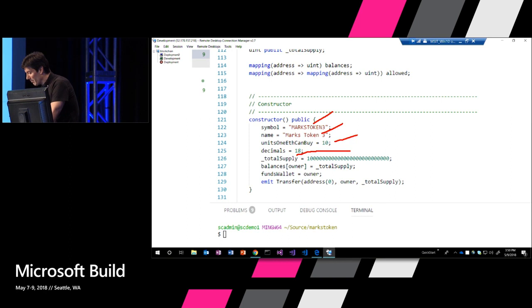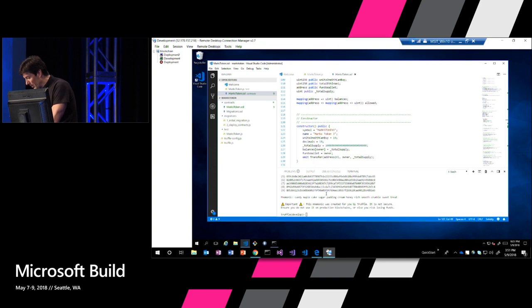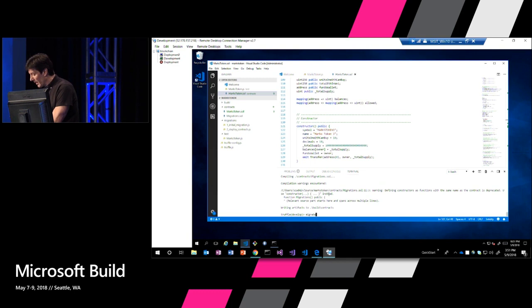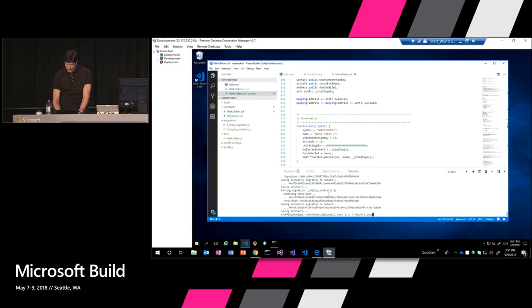And then what I can do here in a local dev environment, Truffle Dev, is compile that code. First, I'm going to delete the previous output. And I can type compile. And then what I can do is type migrate. And that will deploy it in my local system in a synthetic blockchain I use for debugging purposes. And then I can do things like MarksToken.deployed, then put in a lambda, return I.totalSupply, just to show what the total supply of my coin is.